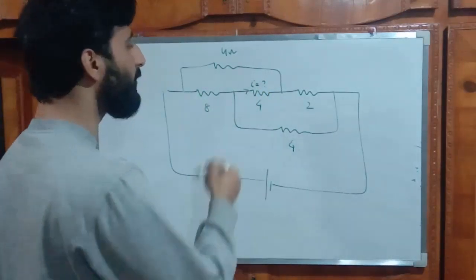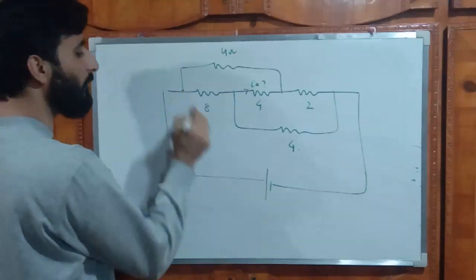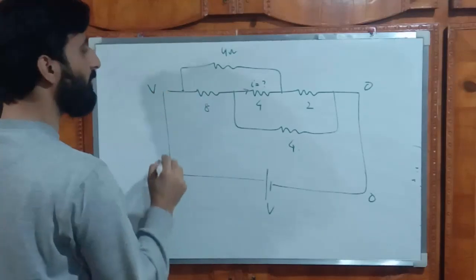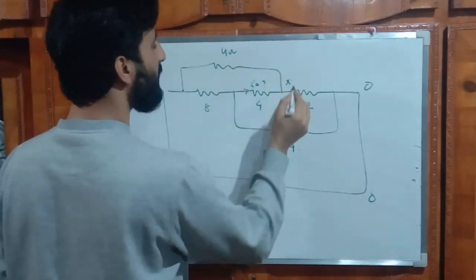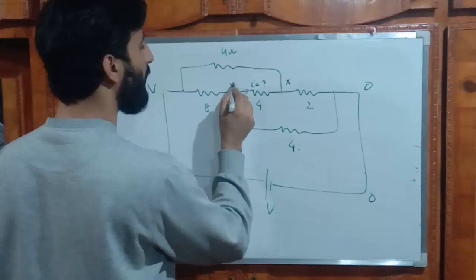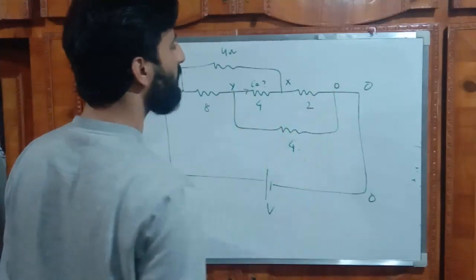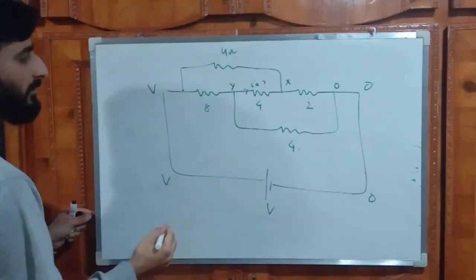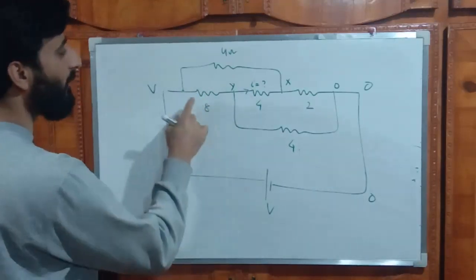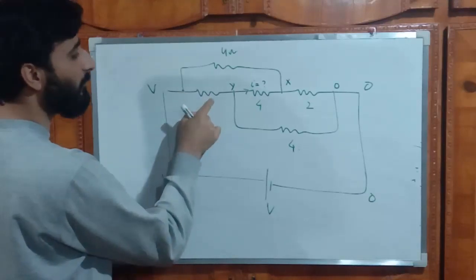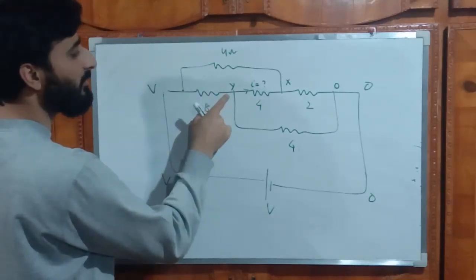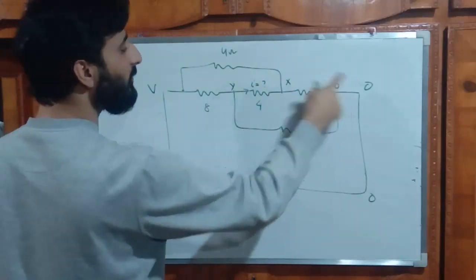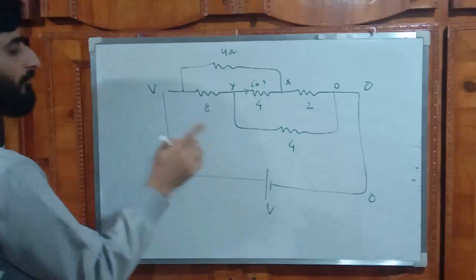The first thing we will do, we will redraw it. For example, this is V volts, this is 0, this is V, this let's call X, and let's call this point Y, 0. Fine. So if we redraw this circuit, we have a resistance 8 ohm between V and Y, then V and X, Y and X, X and 0, and Y and 0. So we have 5 resistances.